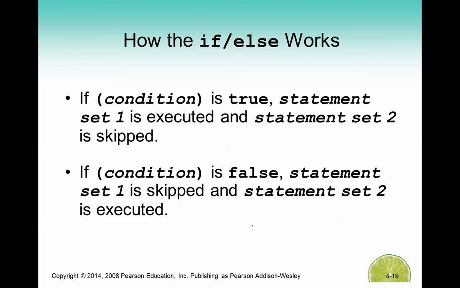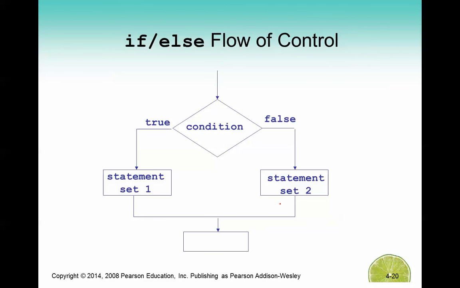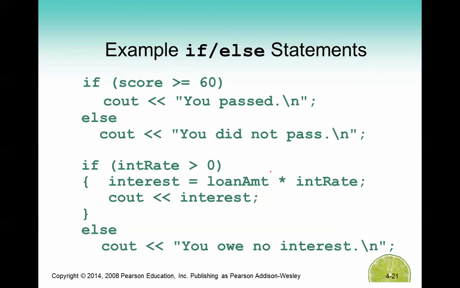So let's see what else. Here it is, the summary of what I just explained. This is a graphical representation. So we test the condition. If it's true, statements in set 1 are executed and never statements in set 2, and the other way around. If the condition is false, statements in set 2 are executed, but statements in set 1 never are executed. So it's just going to take one or the other route, but never both routes. So let's go back to our program.